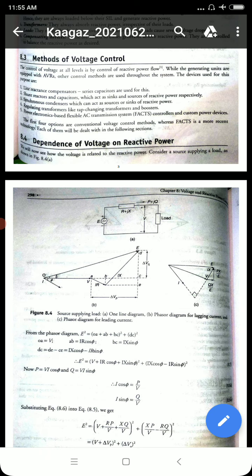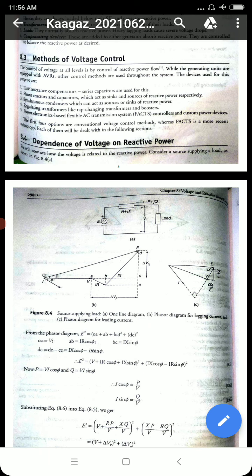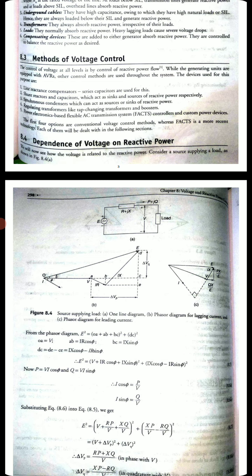Today we'll see the dependence of voltage on reactive power. So we are in the fourth module, in the second half of that one, reactive power control, voltage and reactive power control. In the previous class we have seen what exactly reactive power is, how reactive power is produced and how it is absorbed in the system, and what are the different elements which have the properties of absorption or production of reactive power, and different methods for voltage control. So now today we will see directly the dependence of the voltage on reactive power.